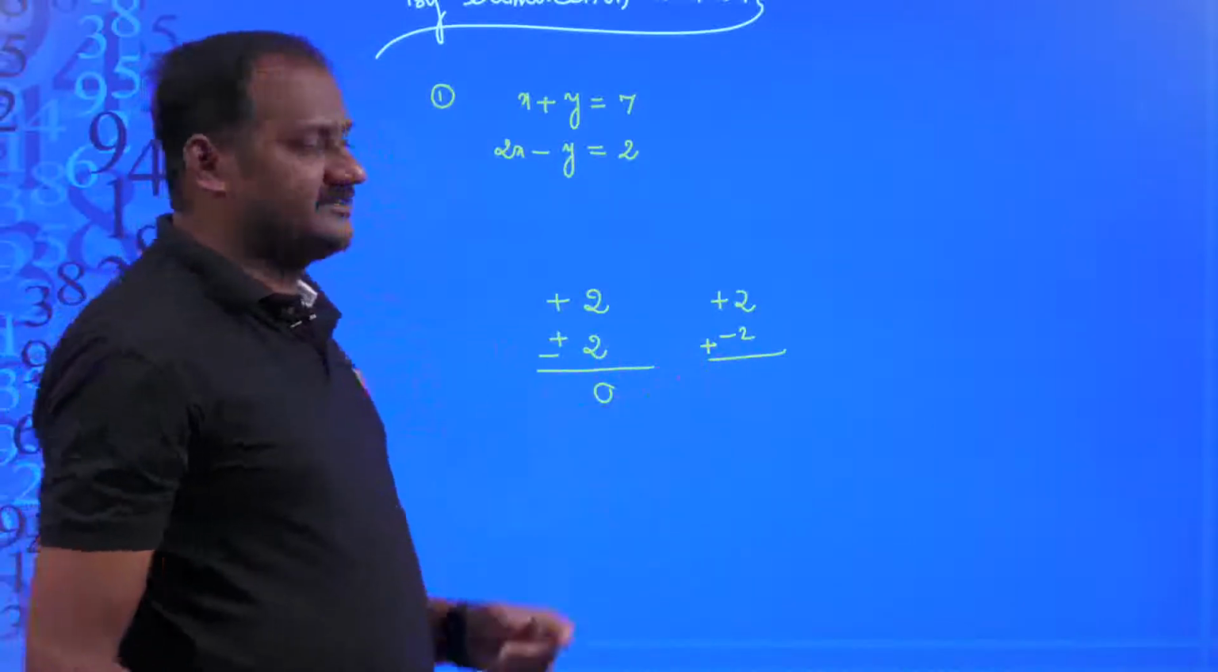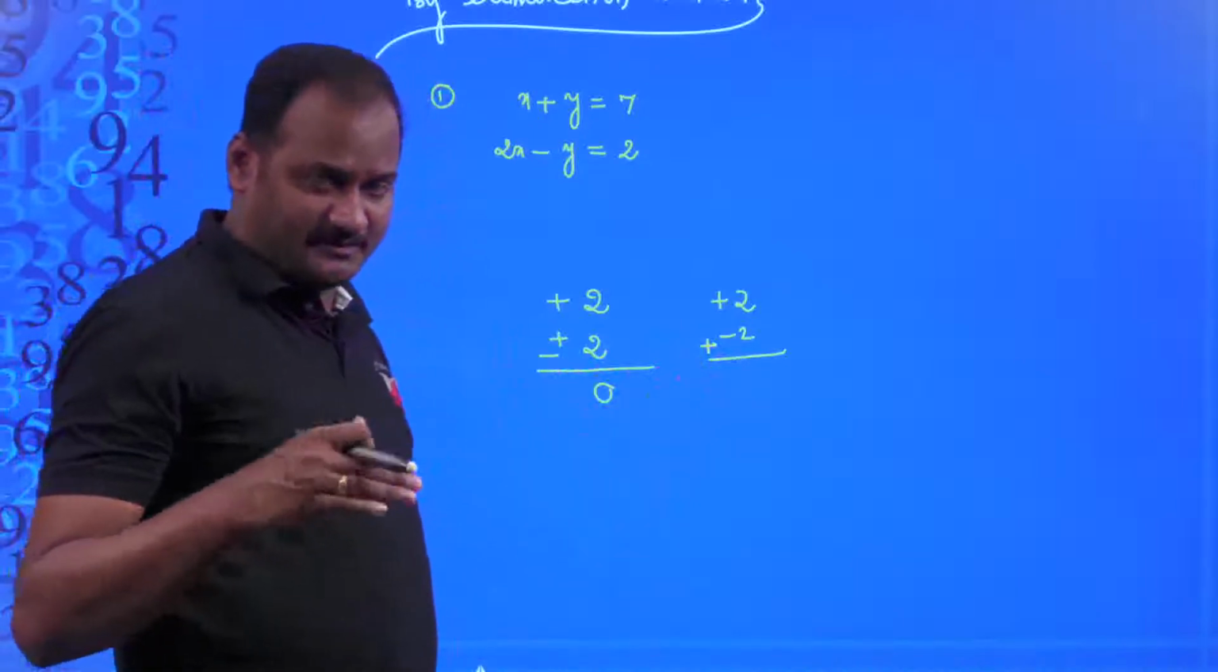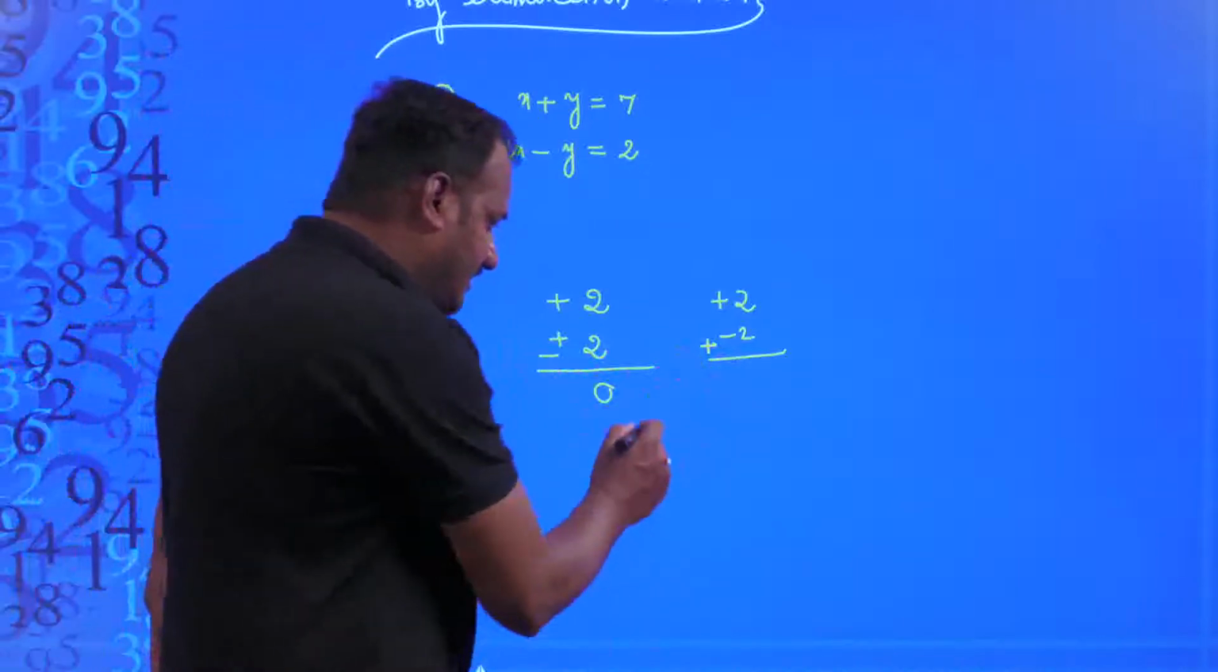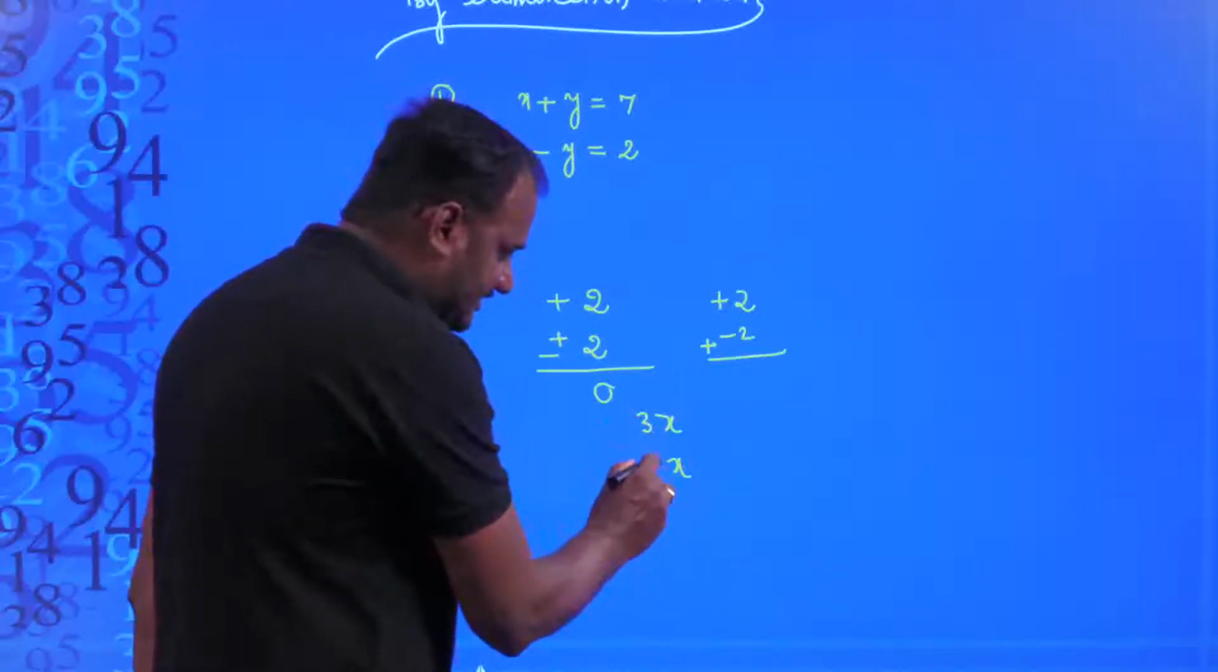So, what did you understand from both the examples? Suppose if you have a number in the form of a variable, for example, if this is x and this is x, otherwise this is 3x and this is 3x.